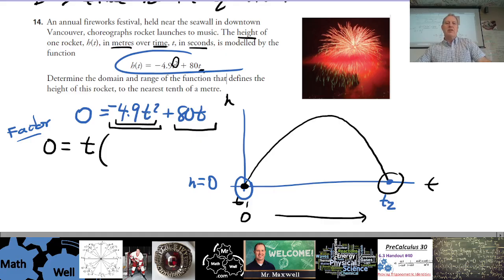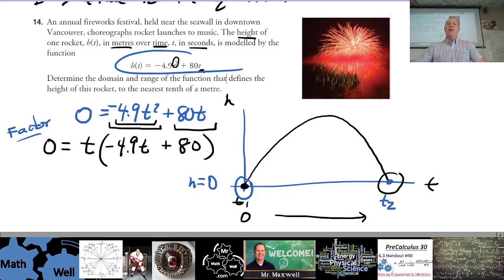And so I have t times, what do I multiply to get this? So basically, this divided by t is negative 4.9t. You do have to have the t in there. And then when I divide a t out of this one, it becomes just 80. Okay, awesome. That's good. A lot of you just said that all at the same time, so I'm happy about that.